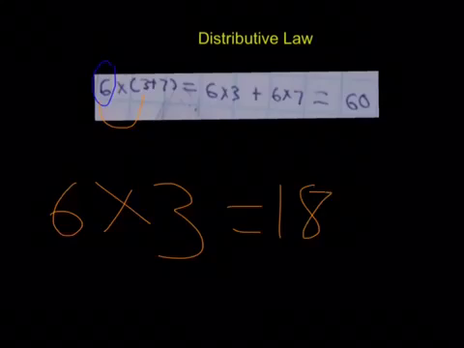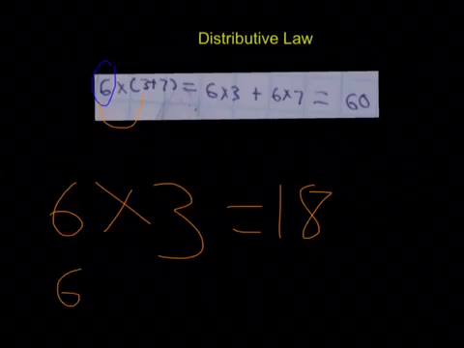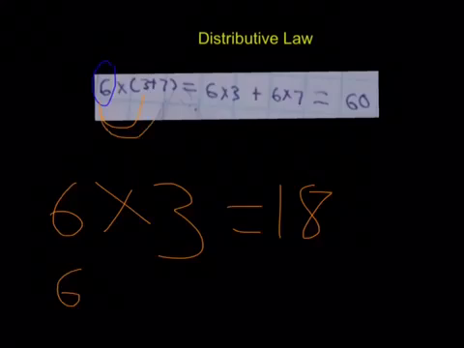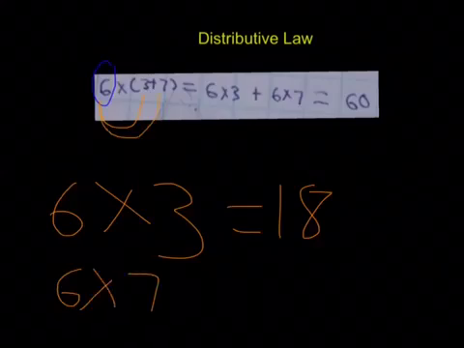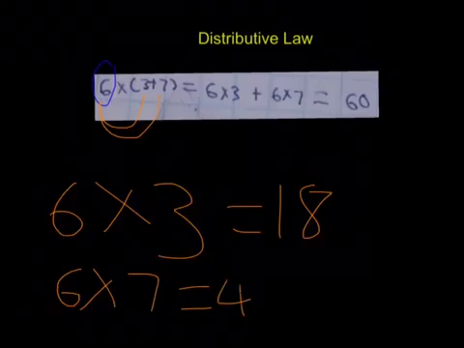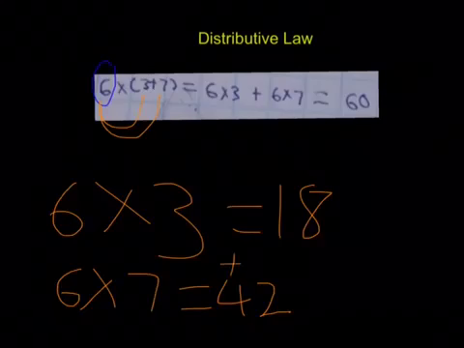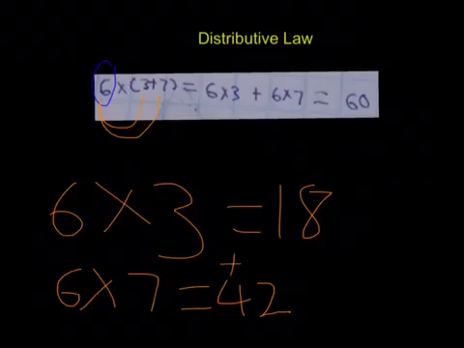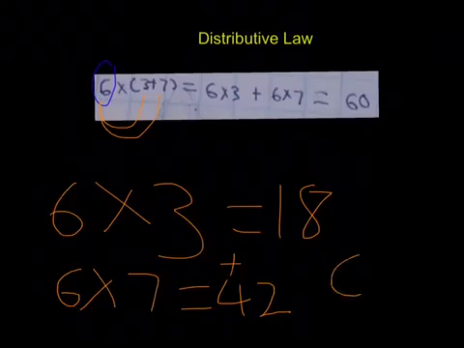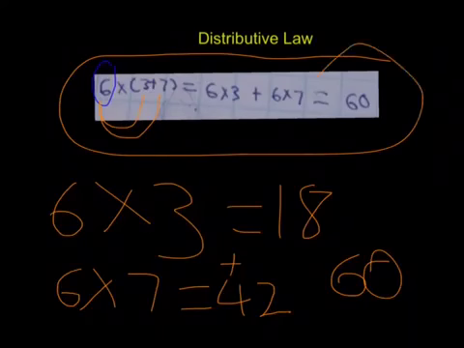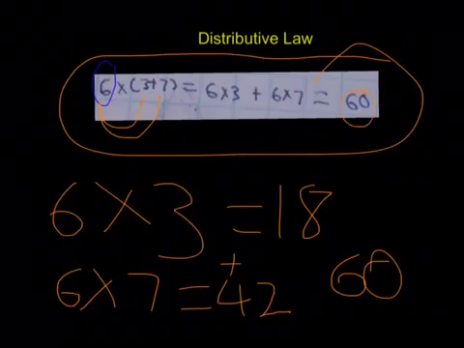Then we have 6 times 7, which equals 42. So now we have 18 plus 42. So that will be 60 altogether. So the grand total of this sum is 60. So that is the distributive law.